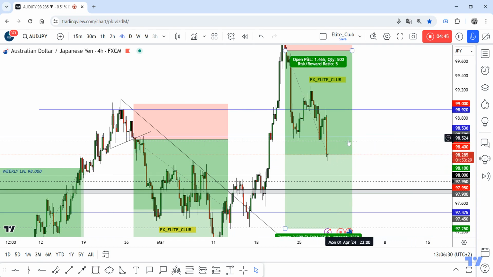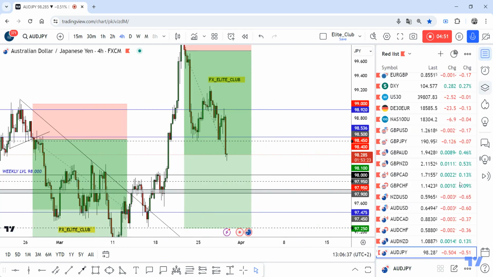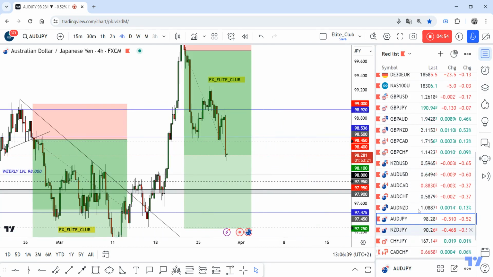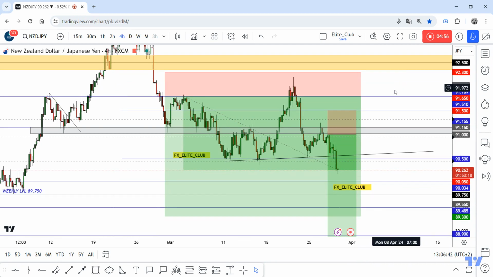So if the price goes up and gives us any bearish price action from this area, we can enter a good sell trade, and I think it will be a very good sell setup.